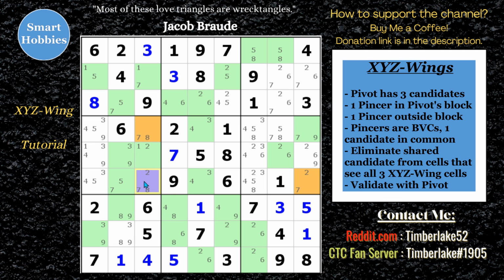And so what you have to do right here is you can eliminate the 7 from any cell that sees all 3 of these cells. That would be in these 2 spots right here, and so you can eliminate that 7. And why is that? Well, look, you just plug in all 3. The way to validate an XYZ wing is to plug in all 3 candidates into the pivot. If you plug in a 2 right here, then this would be a 7, and that can't be a 7. If you plug in a 7 right here, that can't be a 7. If you plug in an 8 right here, that has to be a 7, and this couldn't be a 7.